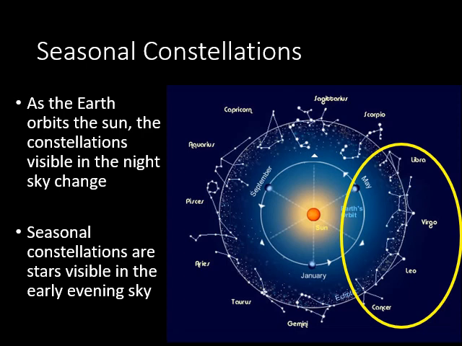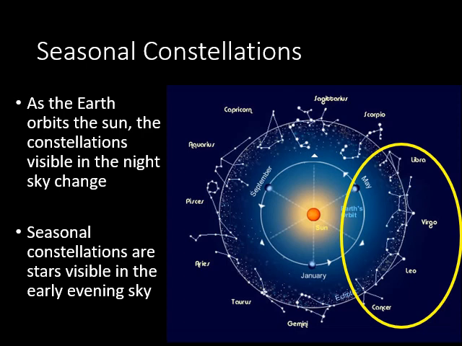This is what we call our seasonal constellations. And by seasonal, we're talking about the stars and constellations that are visible in that season in the early evening. If you stay up late, the stars will change and you actually get a preview of the next season. So everything we talk about tonight or today are stars that are going to be visible in the evening sky, at least until midnight or 2 in the morning.